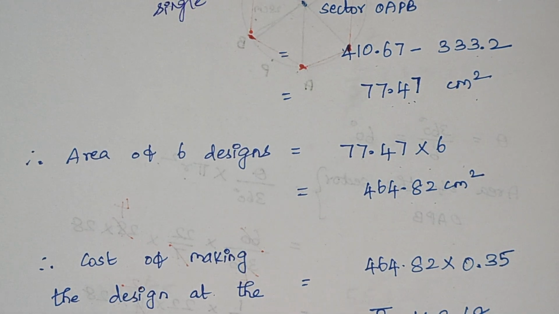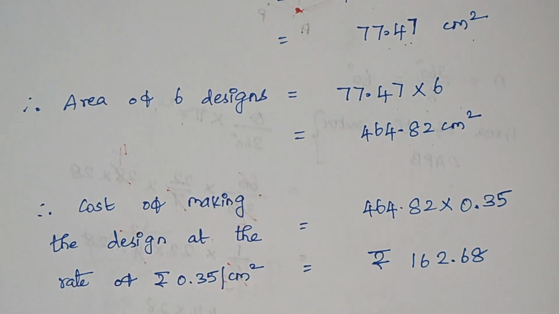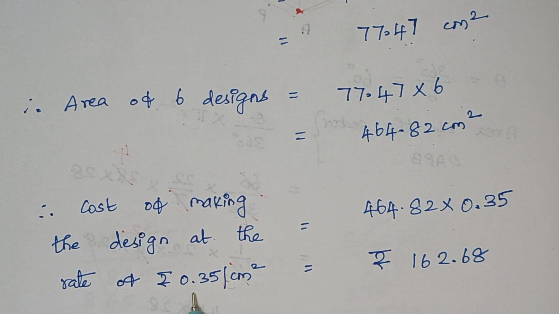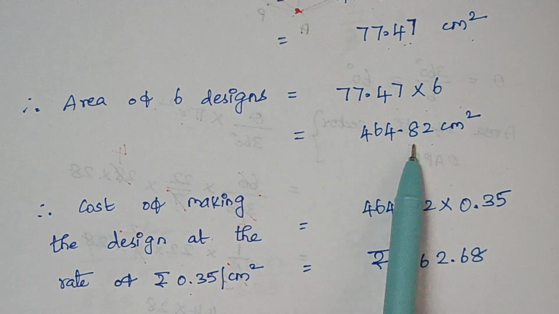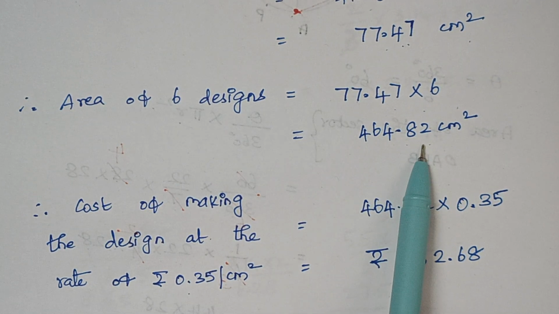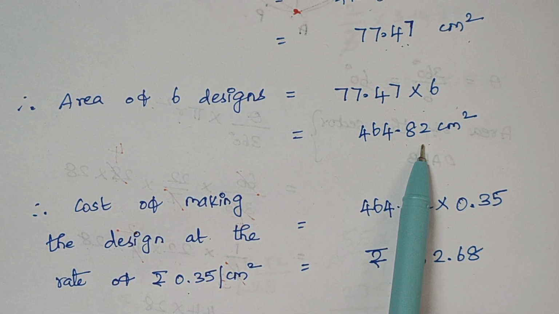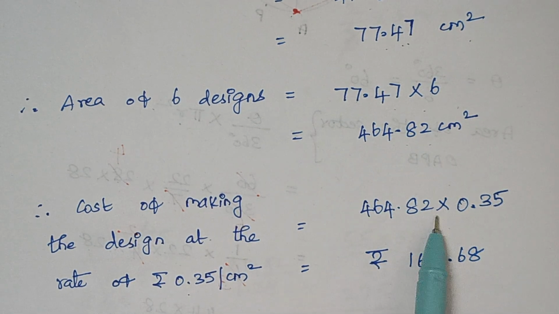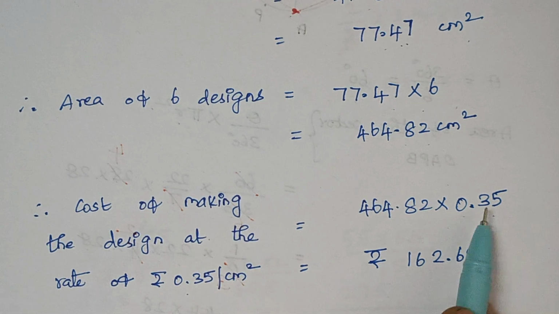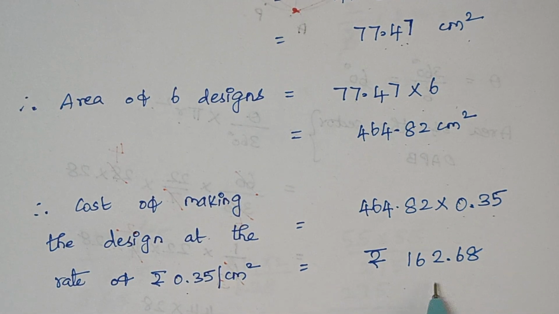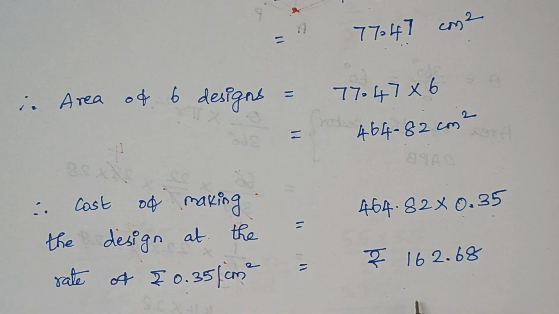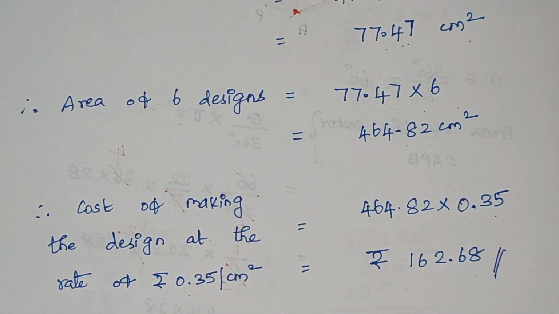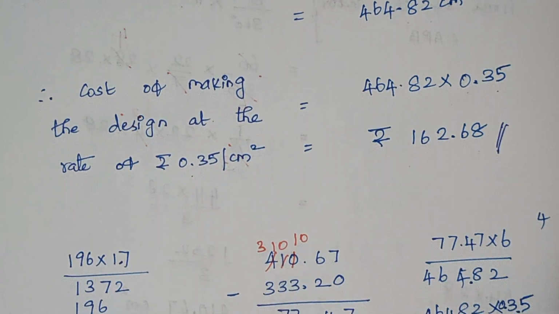Right. And the cost of making the design per centimeter square is, for 1 centimeter square, 0.35. Therefore, for this 464.82 centimeter square, what is the cost? Here you have to multiply, right? So, 464.82 multiplied by 0.35. So, this gives the answer as 162.68 rupees, right? So, this is the final answer of the problem, and you see here I have done the multiplications.